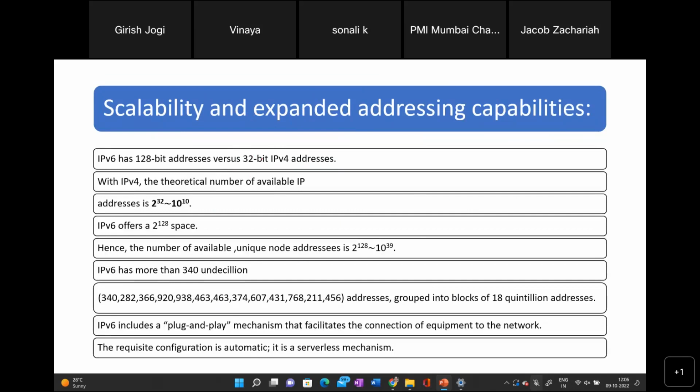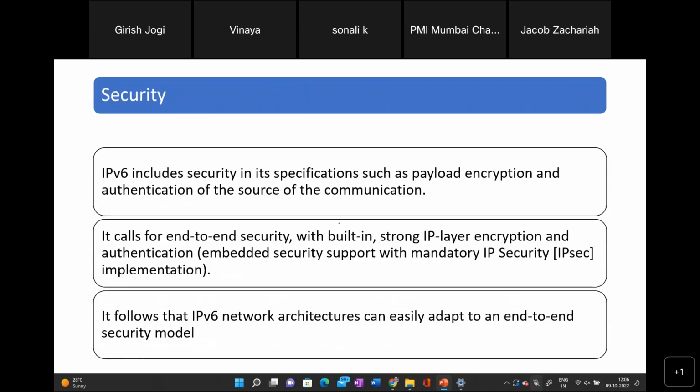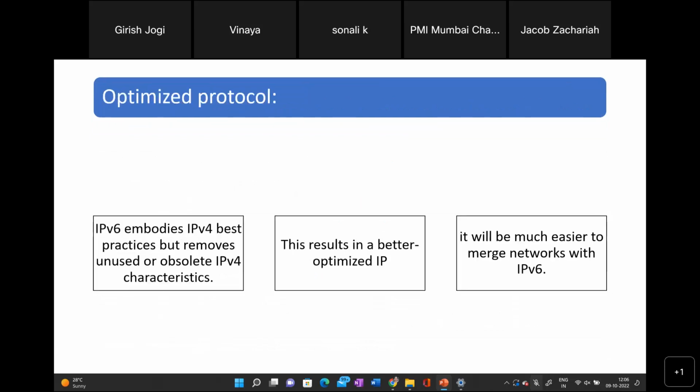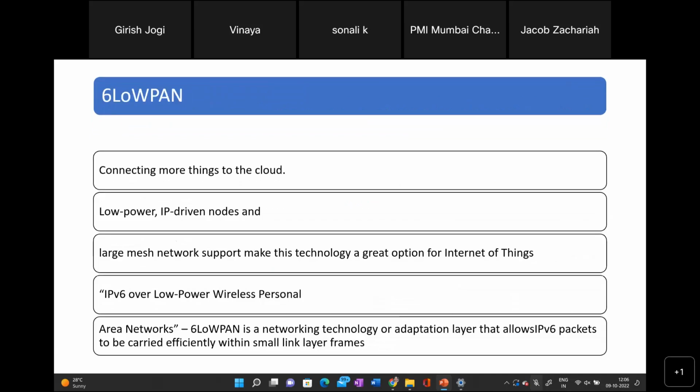IPv6 has a 128-bit address, and this now helps me in addressing n number of devices. It has a plug-and-play mechanism, so it helps me in addressing security challenges and scalability, and it is a better optimizer. Now IPv6 for low power applications is called 6LoWPAN, and it helps you again with a low power wireless solution.